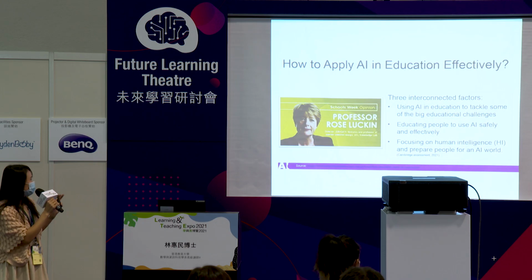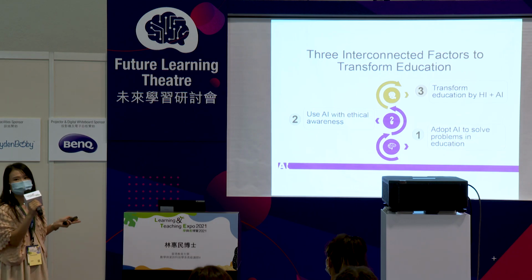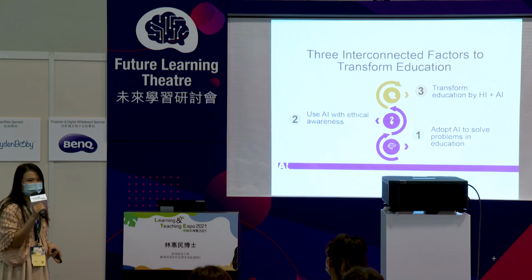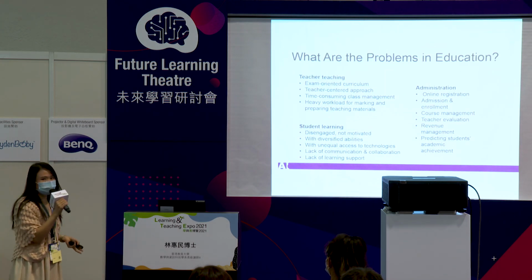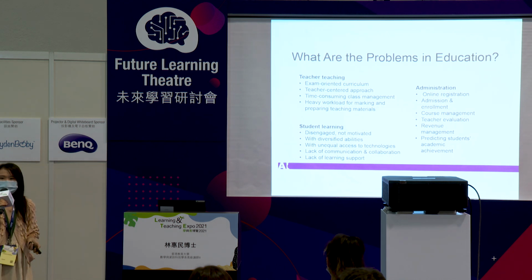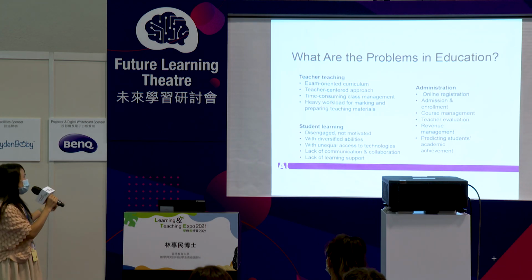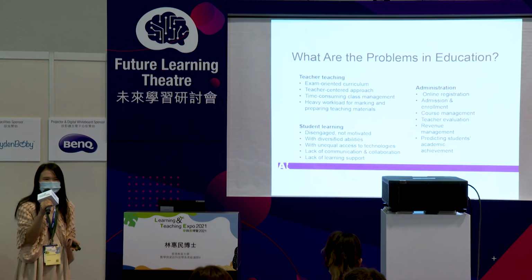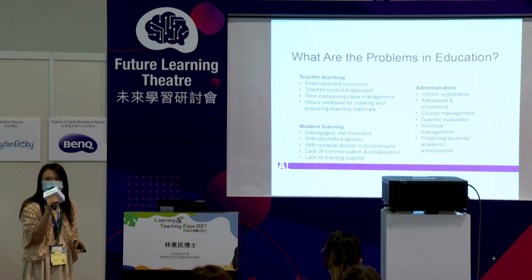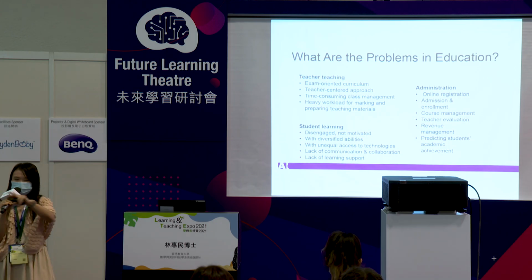artificial intelligence. Okay, so let's talk about the interconnected factors. How can we transform education to help our students? There are different aspects in education. We have problems. What kind of problems are we facing? If you're a teacher, in the teaching side, you have a lot of class management. If you have 2 or 3 classes, each class has 30 students, like 60 students, or 100 students, how can you keep track of every one of them?